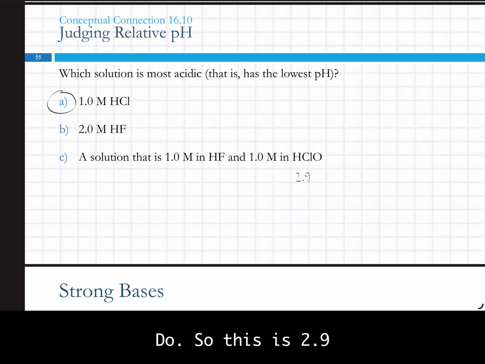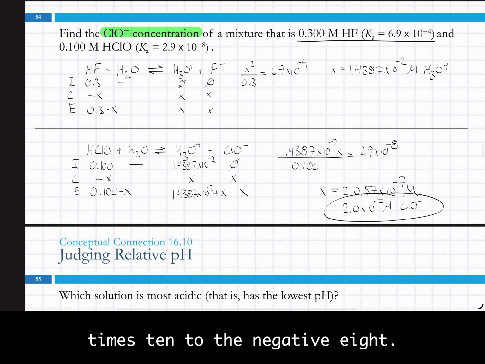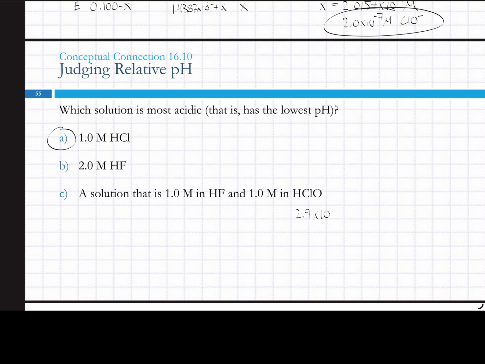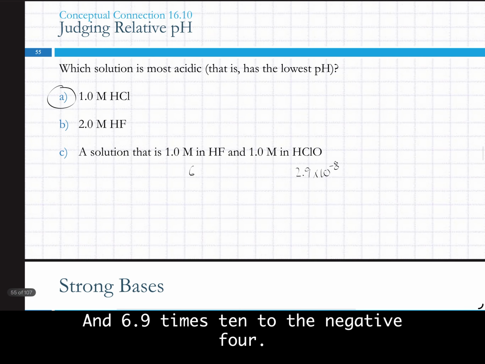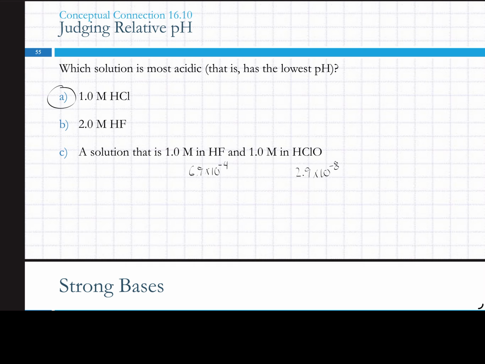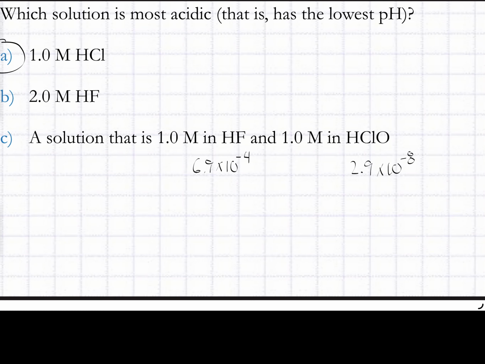So this is 2.9 times 10 to the negative 8, and 6.9 times 10 to the negative 4. Those are their Kas. Which is the stronger acid? The larger Ka. Which one has the larger Ka? Hydrofluoric acid.